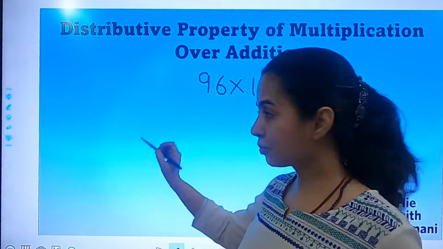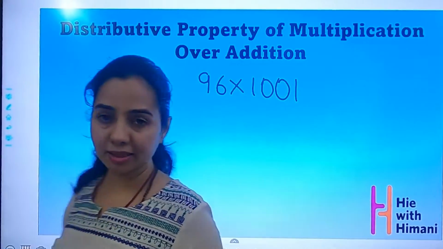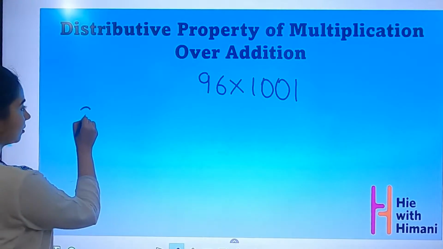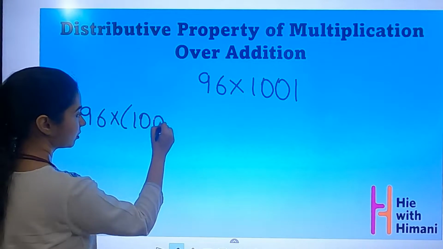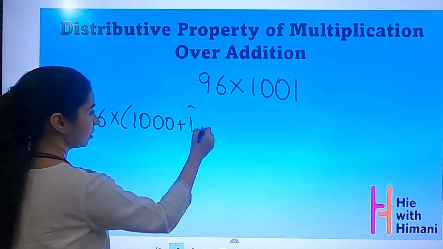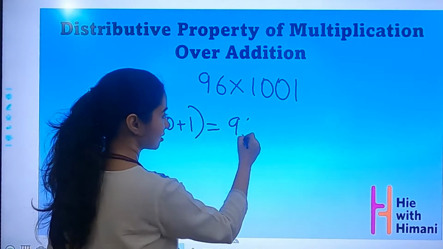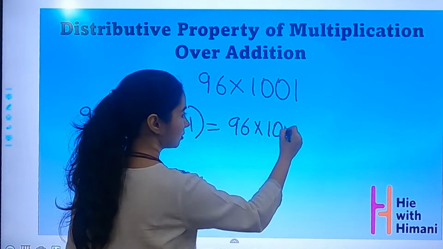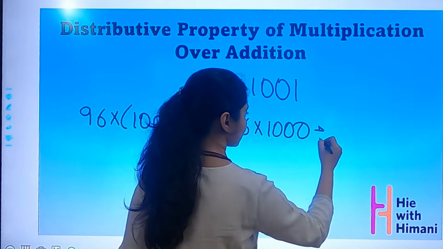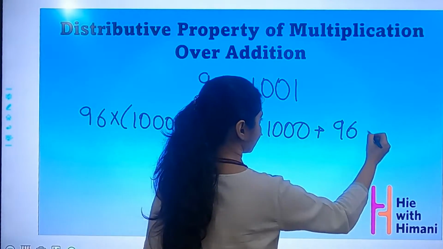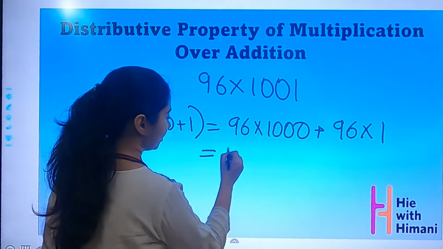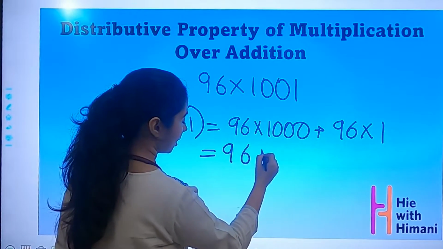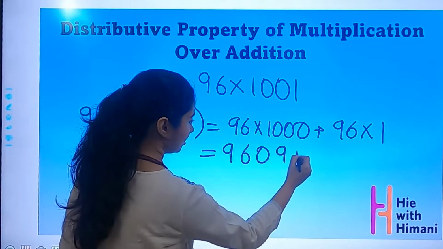I will use the distributive property like this. Can I say 96 into 1000 plus 1 is equal to 96 into 1000 plus 96 into 1? Can I say this? So this will be 96,096.